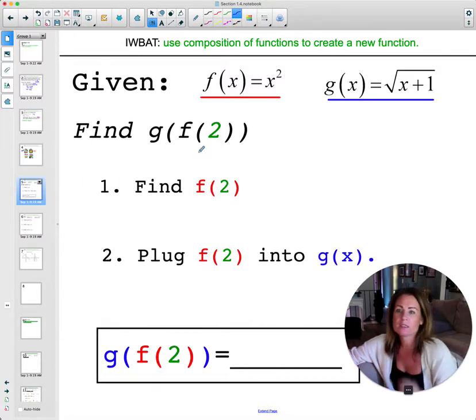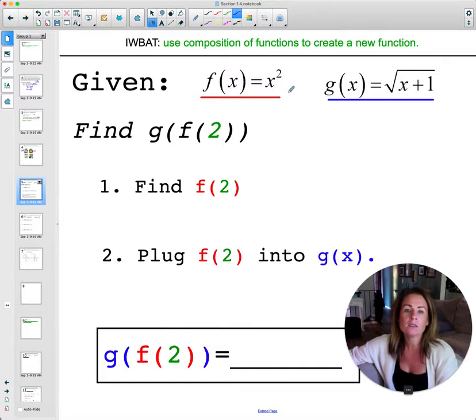I want to do this specific example here. Our f function is x squared. Our g function is the square root of x plus 1. Initially, I want to plug in f of 2 into g, so I would read this as g of f of 2. You can calculate f of 2 first, but I want to write this out. So I want to go to this g function over here, and g is the outer function, right?